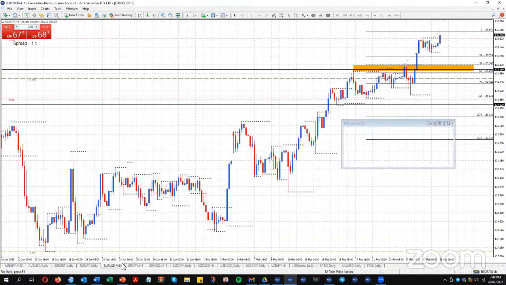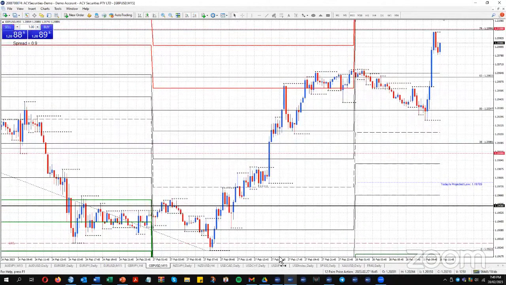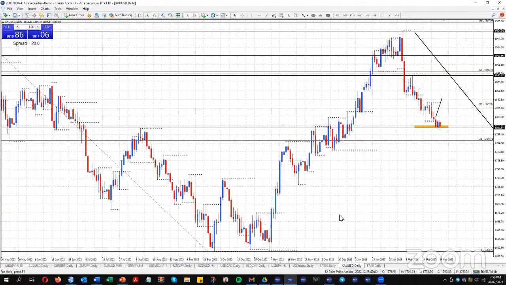All right. I just want to see what the euro dollar is doing. And pound dollar. All right, let's have a look at gold. All right, so it's on a key level of support.